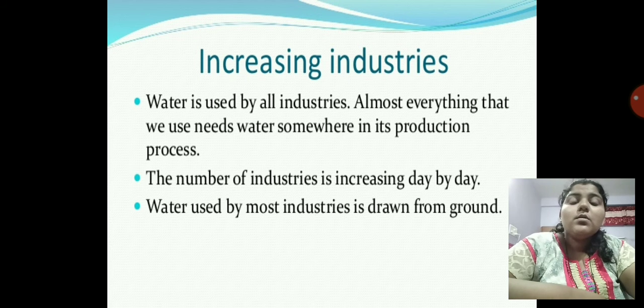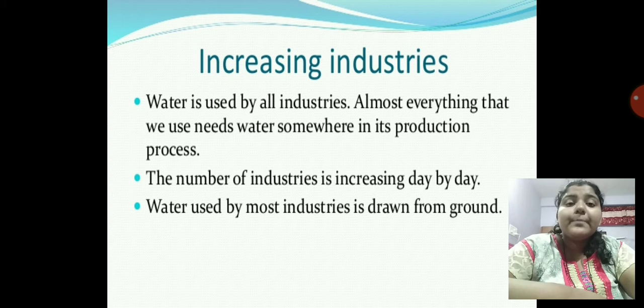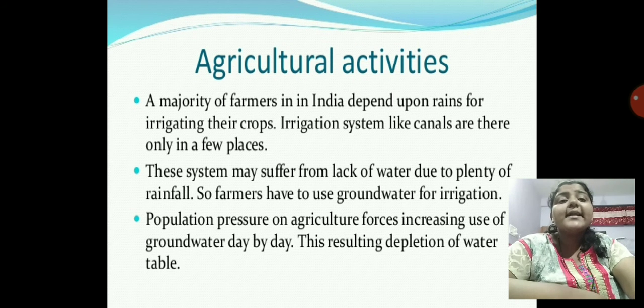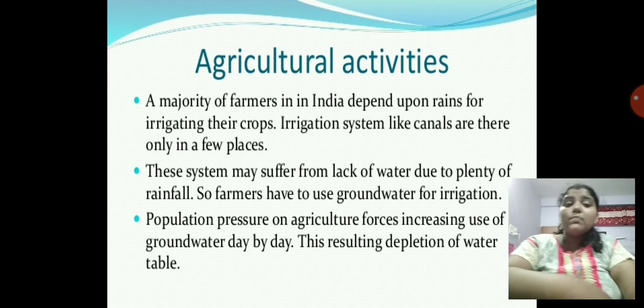Increasing industries. Water is used by all industries. Every production needs the water. So number of industries are increasing day by day, and water used by most industries is drawn from the ground. Very few industries use the water from the river or the lakes, but ultimately the water is coming from the groundwater.